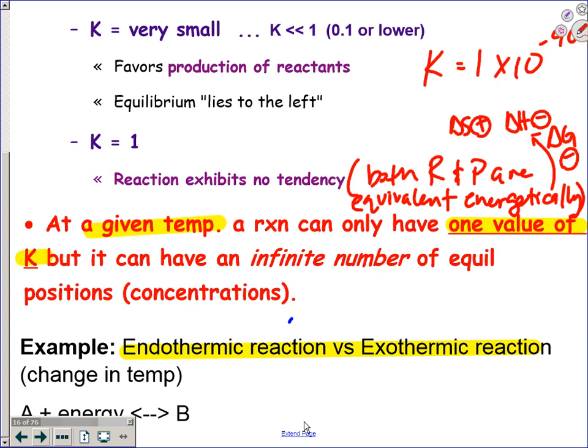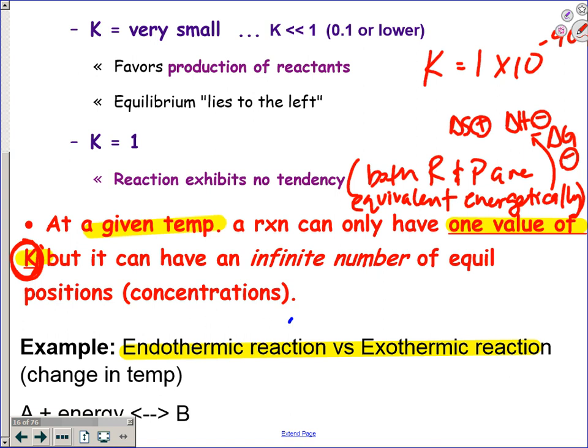I don't know if you've written this down. K is temperature dependent, just like the rate law constant k was temperature dependent. Remember, big K is kind of a conglomeration of both of those little k's, forward and reverse. Yet again, itself it is still temperature dependent. There's only one value of K at each temperature.